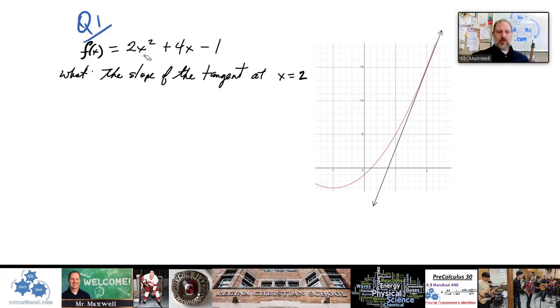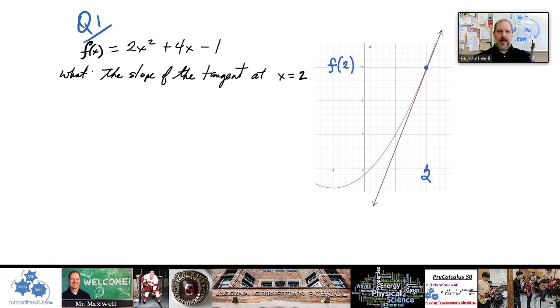So the function is 2x squared plus 4x minus 1. That's this parabola right here, the red. My question is, what is the slope of the tangent line at x equals 2? At x equals 2. Okay. Well, let's just go over here and look at this graph a little bit. Here's x equals 2 right here. Here is f of 2, that point. It's on the red line.